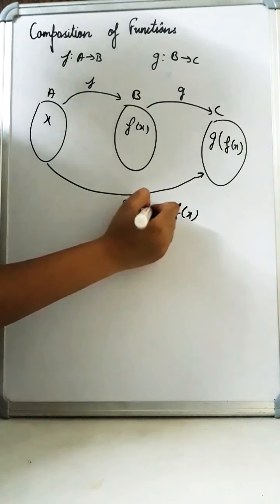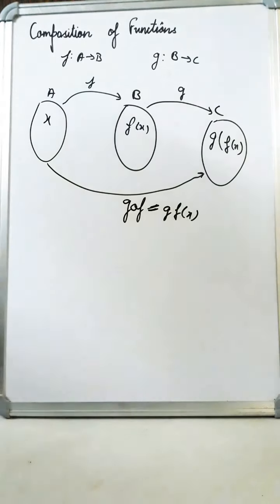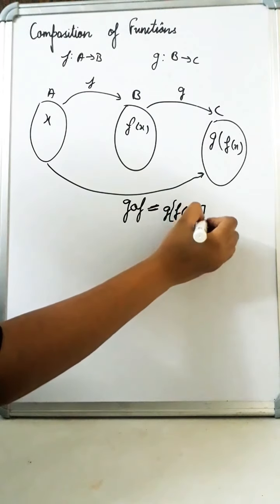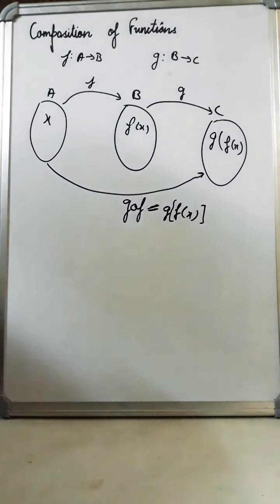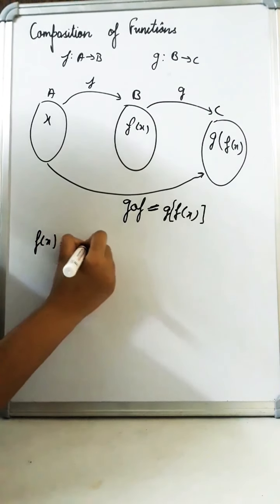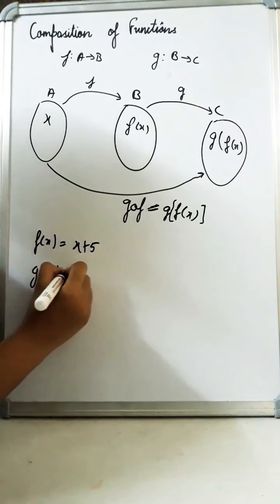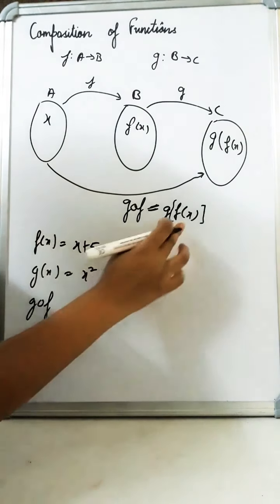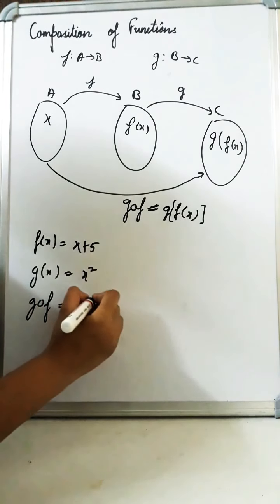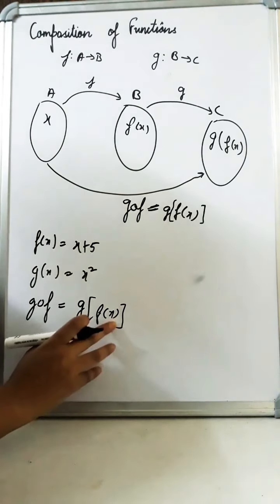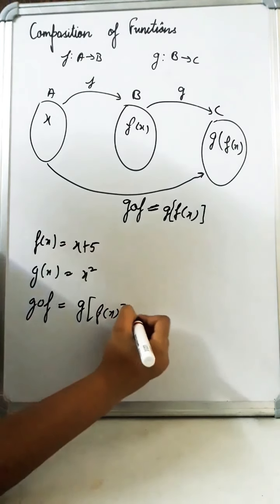Now we will see how it works. Suppose we have two functions. f of x is given by x plus 5 and g of x is given by x square, and we are asked to find g of f. Alright, so we will apply this, right? For g, your domain will be f of x. Alright, so what is f of x? f of x is x plus 5.